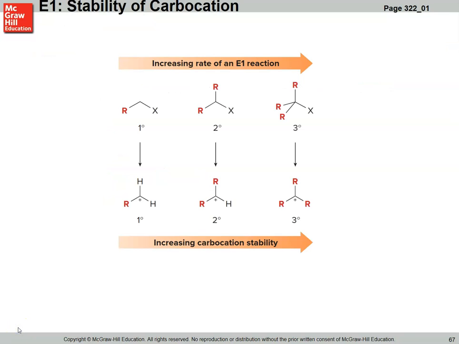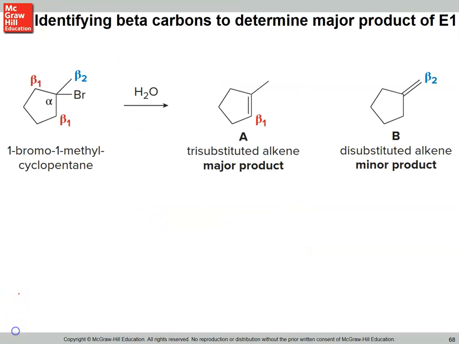The rate of an E1 reaction is consistent and matches that of the increased carbocation stability. Because again, this is the first rate limiting step. This has to happen, so the more stable it is, the quicker it's going to happen. Tertiary carbons are much more quickly to react via E1 than primary carbons.